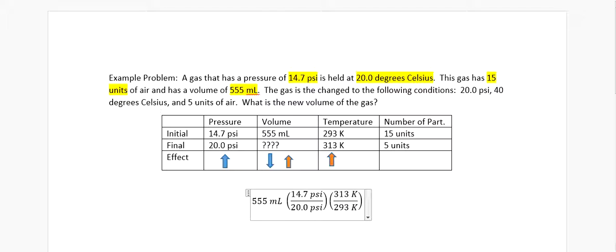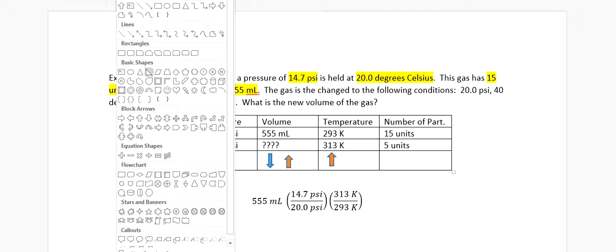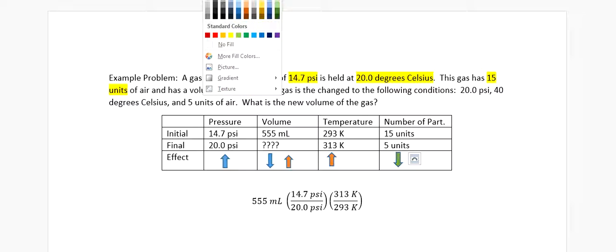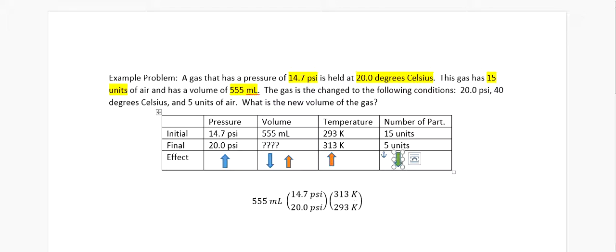So now the final one that we got is the number of particles. And so the number of particles that we got, it is clearly decreasing. It's decreasing. So therefore I'm going to show a downward arrow. And I'm going to change the color again. I'll make it green.